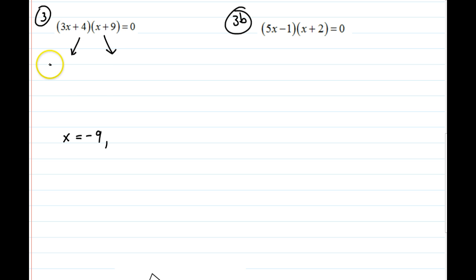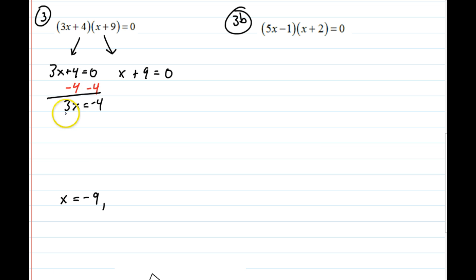Again, you split it up. 3x plus 4 equals 0, and x plus 9 equals 0. So now when we solve this, our first step here is to minus 4 from both sides, and we get 3x equals negative 4.